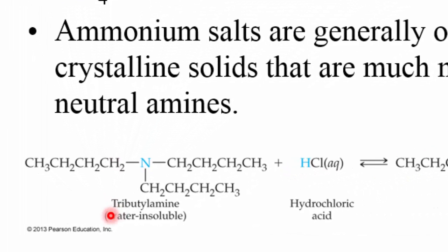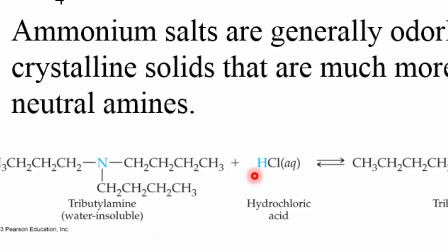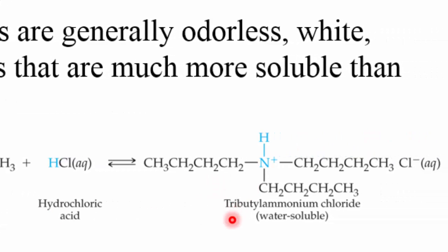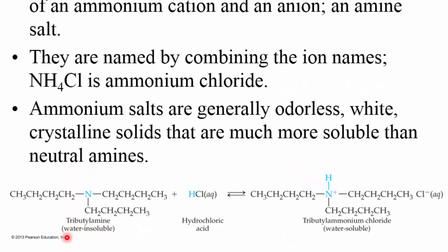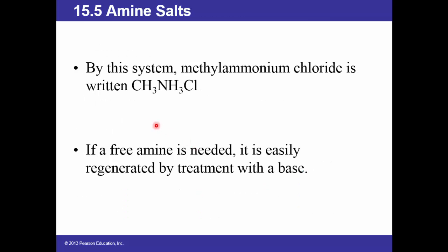So if you have, for example, this tertiary amine, tributylamine, water insoluble, plus HCl, it becomes tributyl ammonium chloride. This is water soluble. So you can dissolve this tributylamine in HCl to form a water soluble tributyl ammonium chloride. By this system, methyl ammonium chloride is written in this way. So how do we name this? Methyl ammonium ion. If a free amine is needed, it is easily regenerated by treatment with a base.